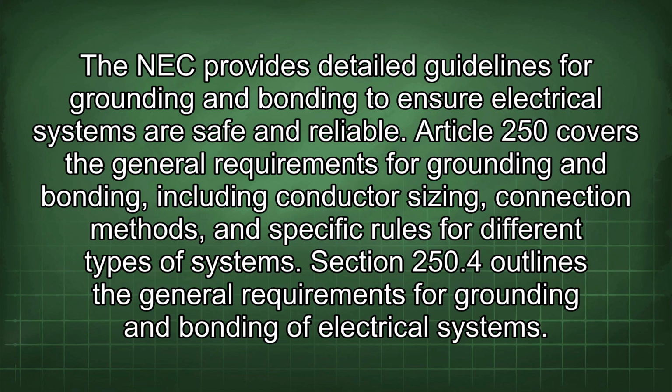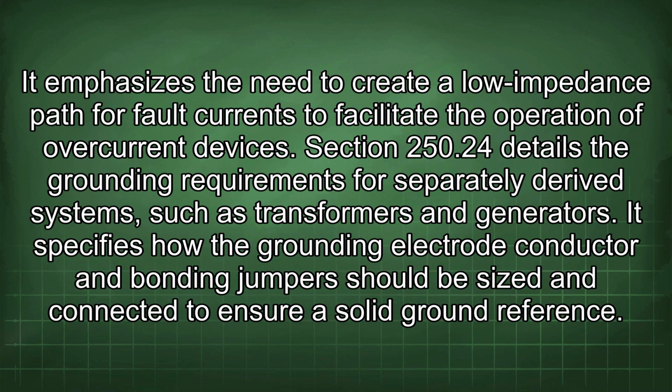Article 250 covers the general requirements for grounding and bonding, including conductor sizing, connection methods, and specific rules for different types of systems. Section 250.4 outlines the general requirements for grounding and bonding of electrical systems. It emphasizes the need to create a lower impedance path for fault currents to facilitate the operation of overcurrent devices.